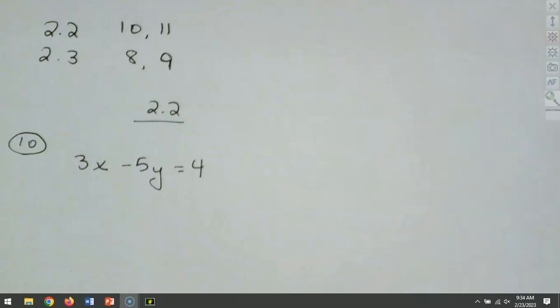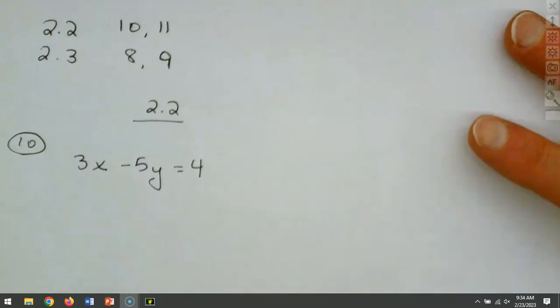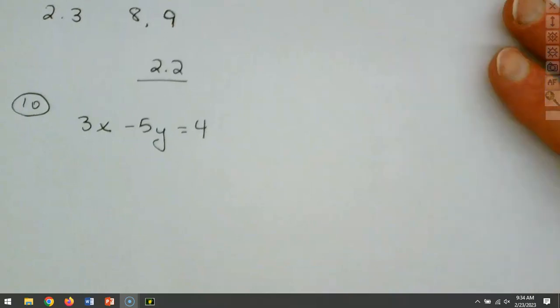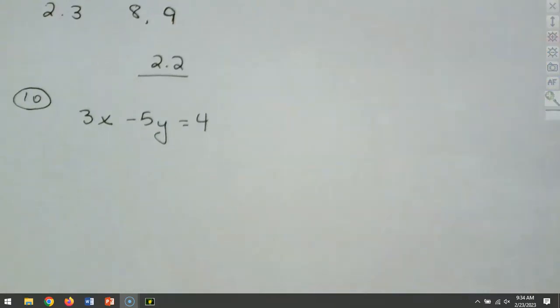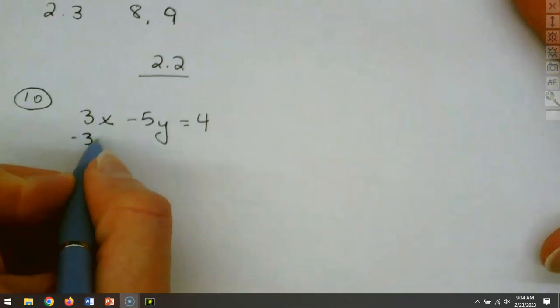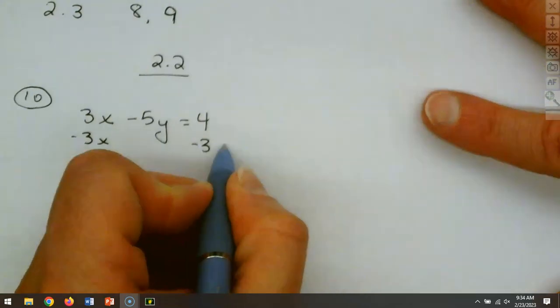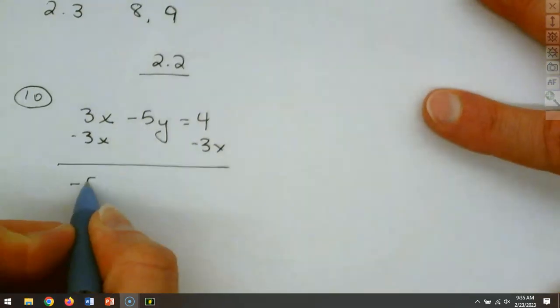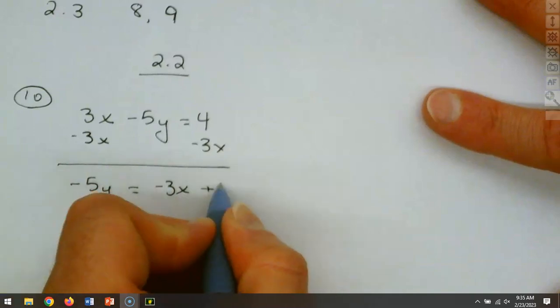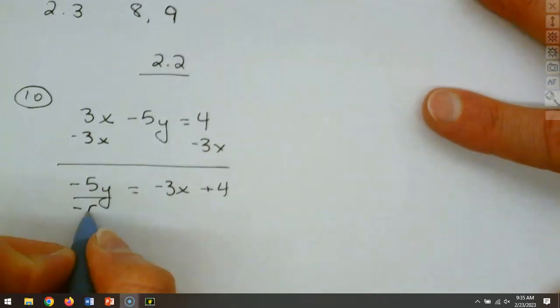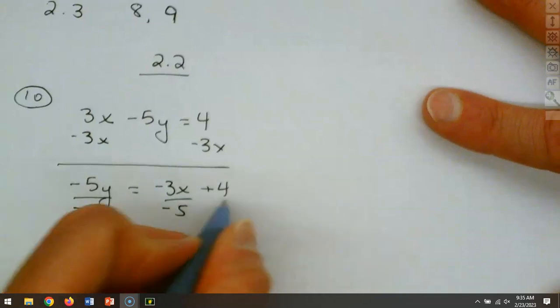your y-intercept. So right now, it's currently in standard form, which remember, when you work out questions out of 2-3, your answer has to be in either standard or slope-intercept. So we need to get it in slope-intercept form so we can get our slope. So we're going to begin by moving that 3x over. And then we've got minus 5y equals minus 3x plus 4. And then we'll divide by a negative 5.